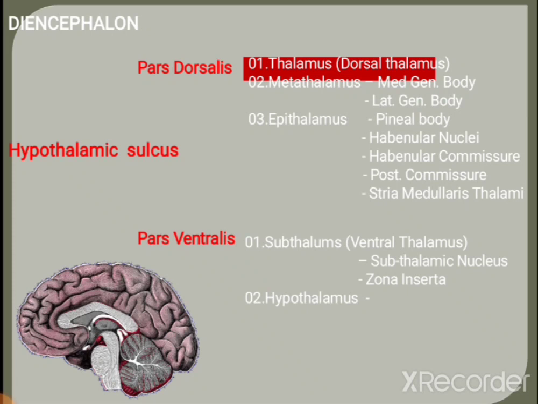Now the diencephalon has two parts: pars dorsalis, which contains thalamus, metathalamus and epithalamus, and pars ventralis, which contains subthalamus and hypothalamus. In between these two we have hypothalamic sulcus.